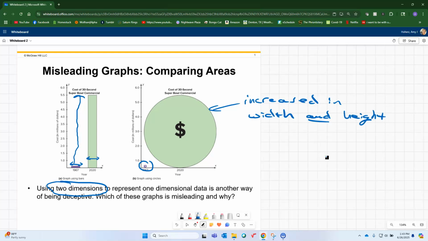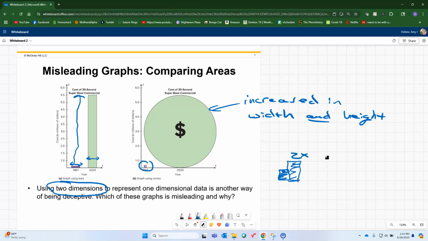And so let's say you had 2 bars. We'll do something real simplistic. Say you had a bar that was 1 high versus a bar that is 2 high. So from this first bar to the second bar, that's 2 times as much.